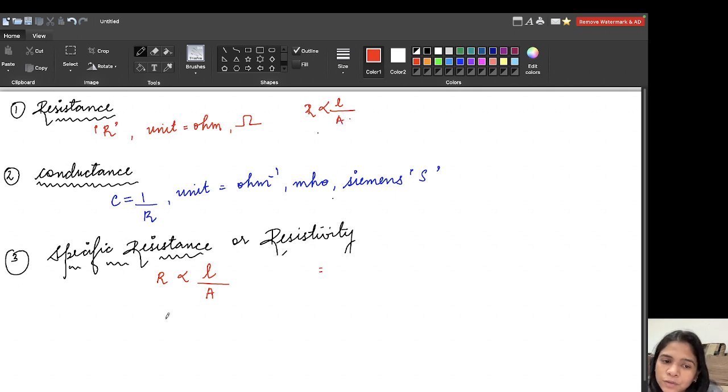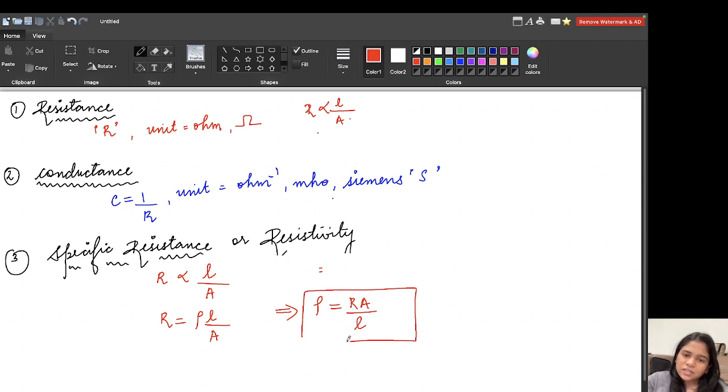Now, if we want to remove the proportionality sign, we need to keep a constant, right? This constant is called rho. So if we just cross multiply things, we'll get rho is equal to RA upon L. This rho is called your specific resistance or your resistivity.